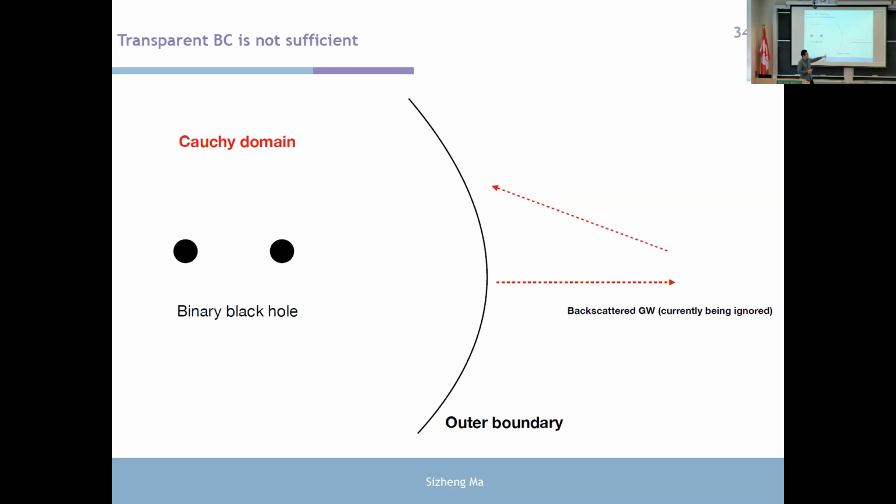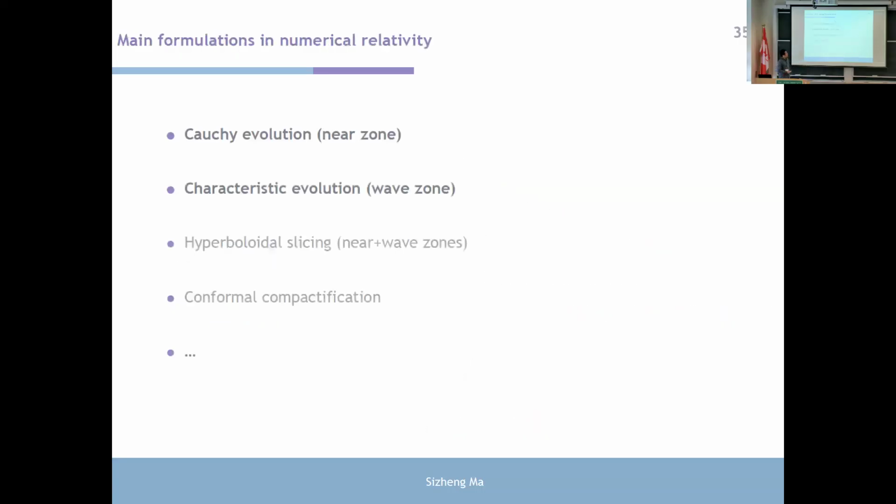So in order to fix this issue from first principles, we really need to design a different formulation to handle the outer wave zone in order to predict the backscattered gravitational wave. So far, there are a few formulations in numerical relativity, including the Cauchy evolution, which can handle the near zone, the characteristic evolution, which is suitable for the wave zone, and meanwhile, there are a few formulations which can handle both zones simultaneously. And for our purposes, we could just use this characteristic evolution to compute the backscattered effect.